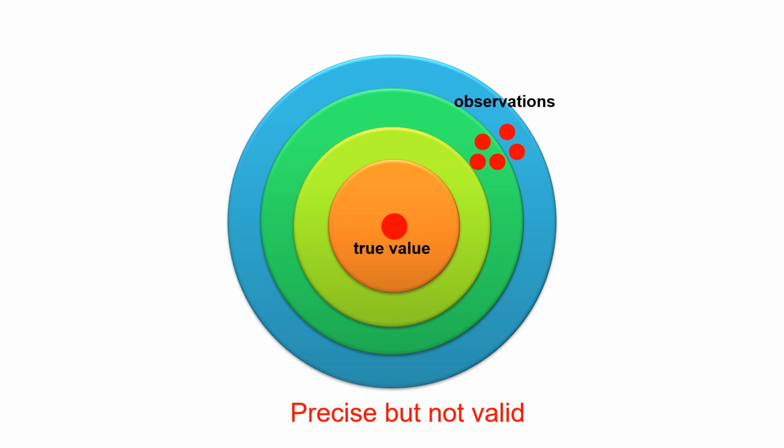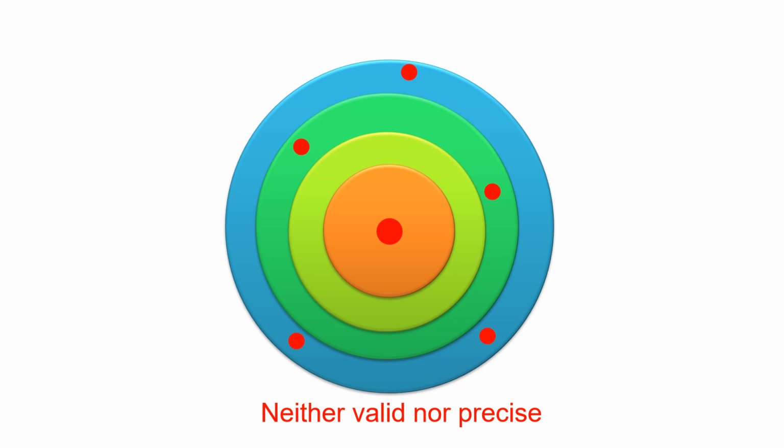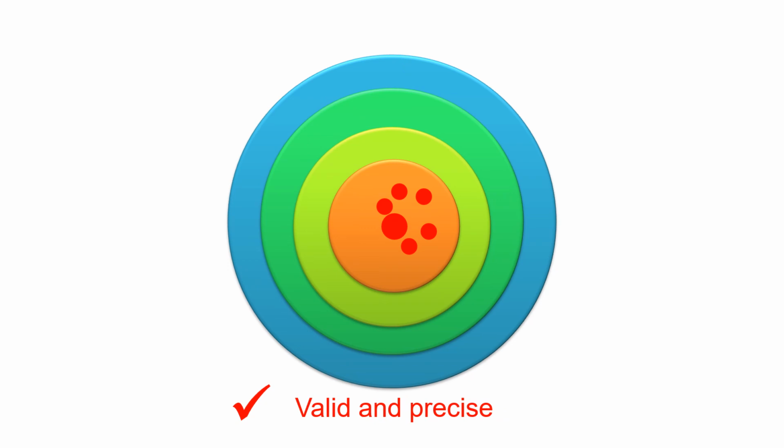This figure represents data that is precise but not valid. This figure represents data that is neither precise nor valid. And this speaks of data that is both precise and valid, and this is what we want.